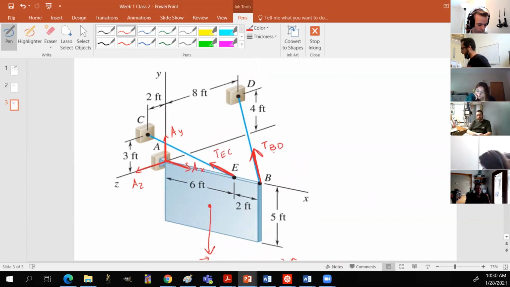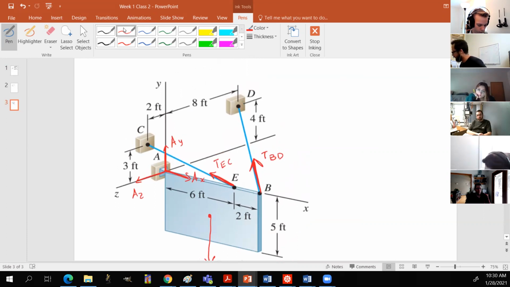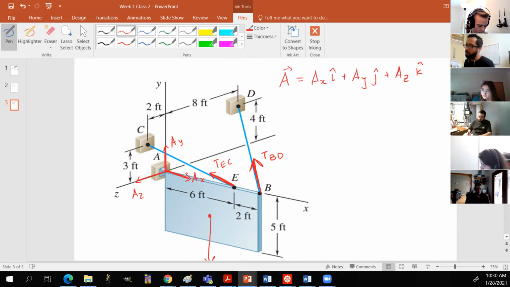So now the next step is to write out your unknown forces as vectors, right? So my force A unknown is just A_X i plus A_Y j plus A_Z k, right? Make sense? Okay, then for T_BD as a vector, right? So it's going to be, and we go back to defining our unit vectors, right?